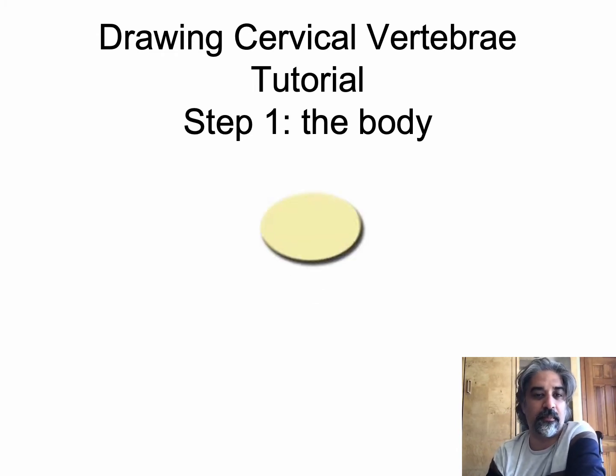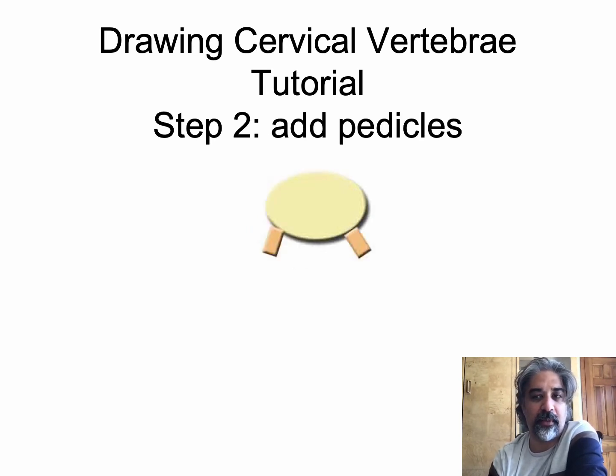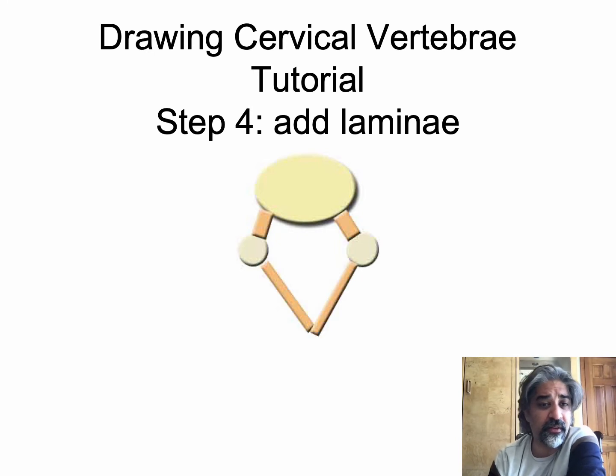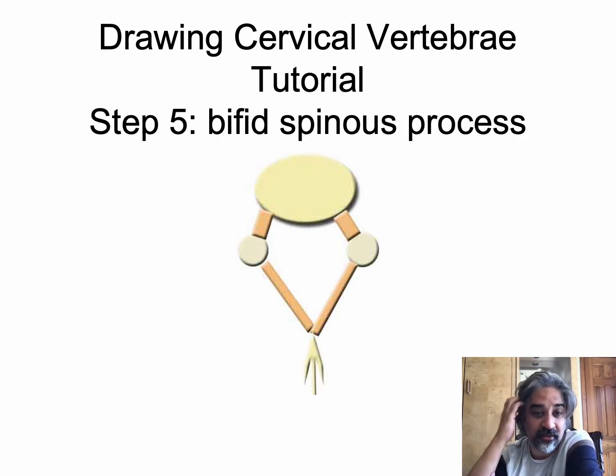So the first is the vertebral body. So you're going to just draw an oval, and we're looking down on it, just like we did in the Gray's Anatomy picture. Then you're going to have two rectangles coming backward, and those are the pedicles. We're going to go into detail about all of these. Next, you're going to draw these big circles, which are going to be your lateral masses. Again, we'll talk about these later. Then you're going to have two lines coming back from there, connecting to each other, and those are going to be the laminae. And then, this is trifid, but you want to draw two, a bifid spinous process.